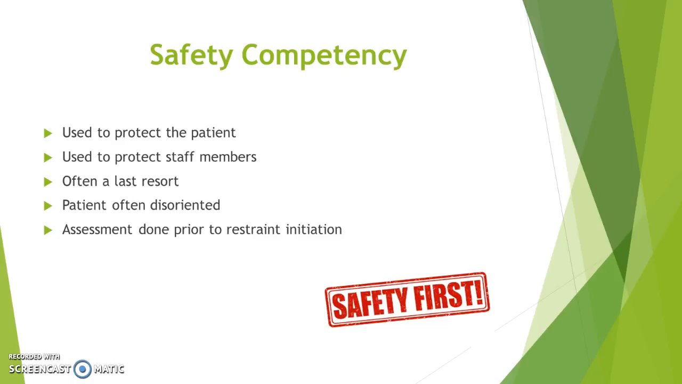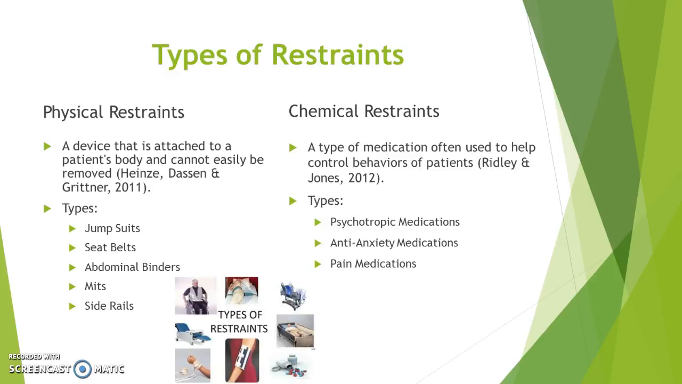Prior to a restraint being initiated, there must be an assessment done to determine what type of restraint and if a restraint is really necessary. A restraint should always be the last resort. There are many different types of restraints out there. Physical restraints is a device that is attached to a patient's body and cannot easily be removed. Types of physical restraints are jumpsuits, seat belts, abdominal binders, mitts, and even side rails.